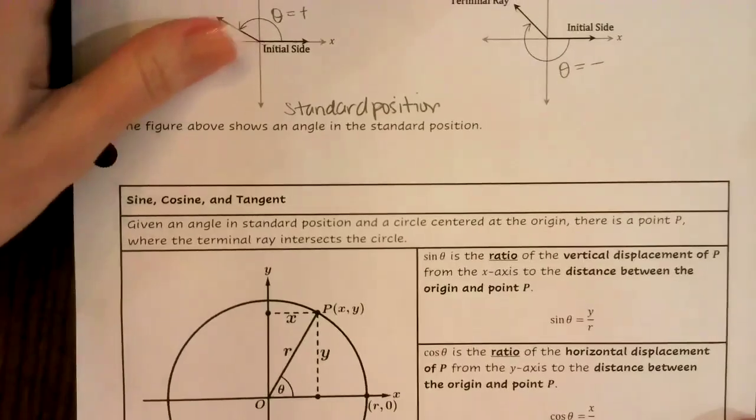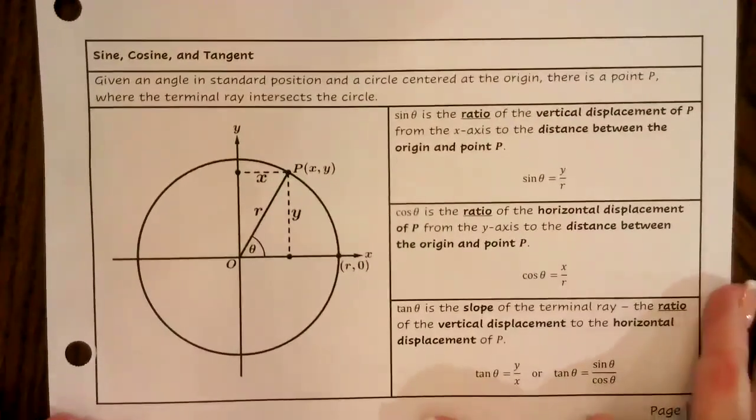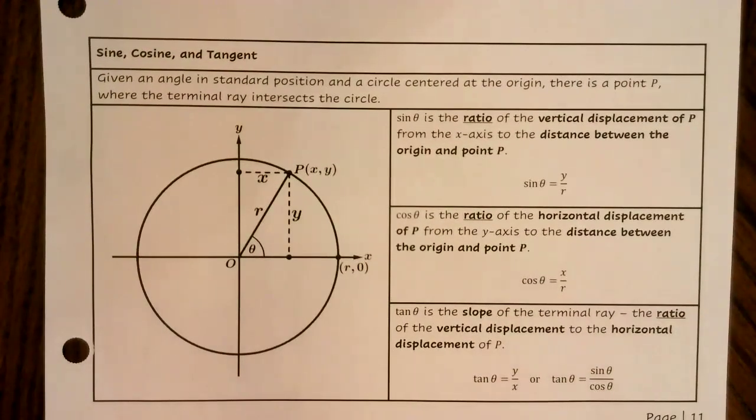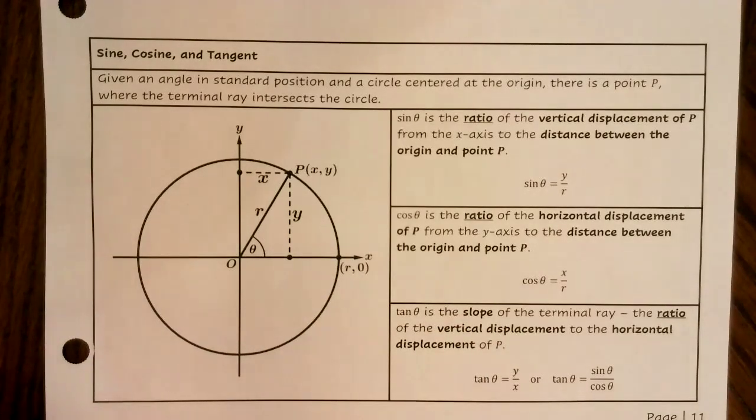All right, so sine, cosine, and tangent is what we're going to focus on in this section. It's something that you talked about in geometry, but we're going to talk about it with the triangle inside of our circle here, in most cases in trig. It tells us that the sine of theta is the ratio of the vertical displacement of P from the x-axis to the distance between the origin and the point P.